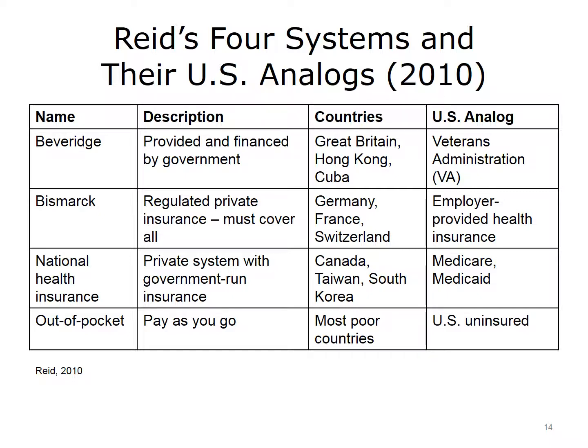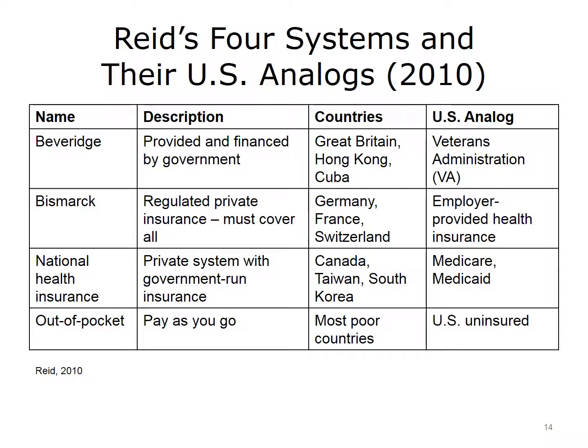The third model is the National Health Insurance model. This is a private healthcare system with government-financed insurance. Canada is probably the best-known model of this approach, although other countries like Taiwan and South Korea use it. The closest analog in the U.S. is Medicare and Medicaid to some extent.